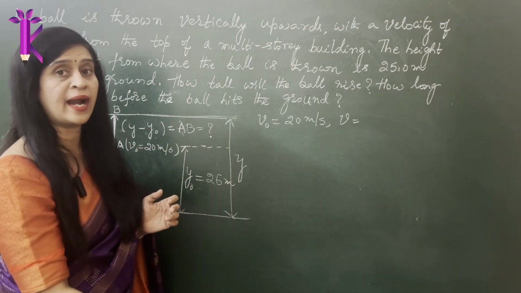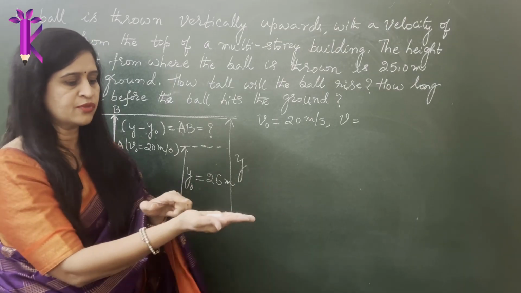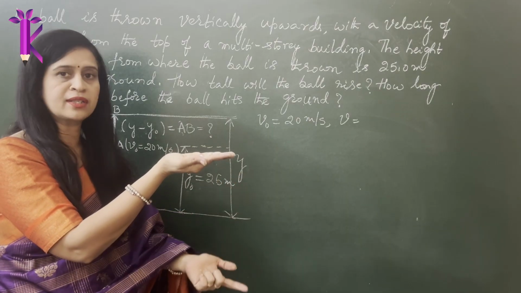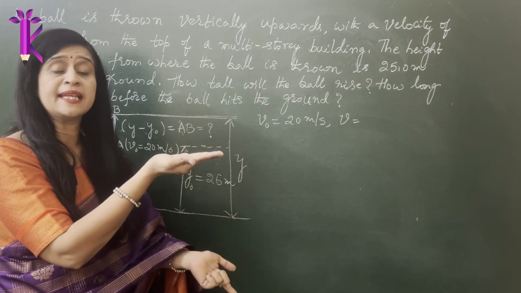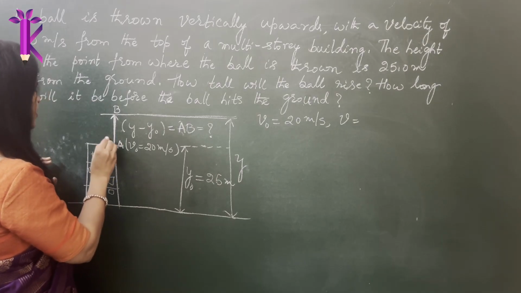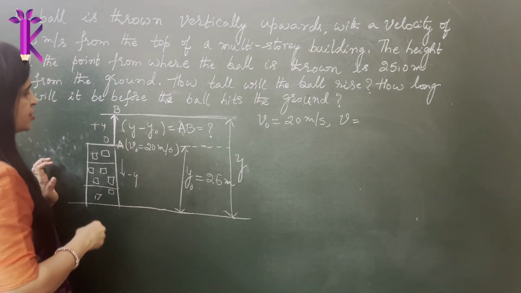It is in the negative y direction. If I assume this to be my axis, so this will be the origin from where it is thrown. This will be 0. So anything going beyond this will be in the downward direction. So if you draw the axis, this is your origin. This will be your negative y direction and this will be your positive y direction.